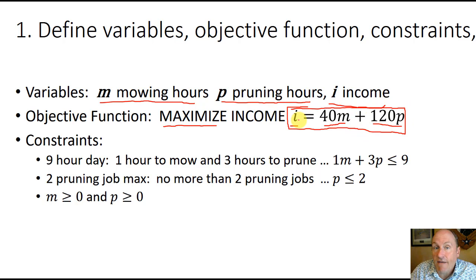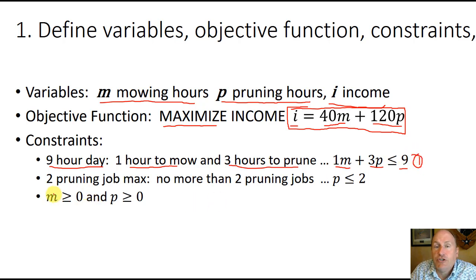Interestingly enough, though, we don't graph that. We have to graph the constraints. The constraints are what bind us to the situation. Well, we're limited by a 9-hour day. The crew can only work a total of 9 hours. So the total of mowing and pruning, each of which take 1 hour and 3 hours a job respectively, must be less than or equal to 9. So 1 times M plus 3 times P has to be less than or equal to 9. That's our first constraint.